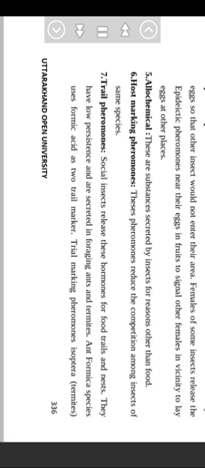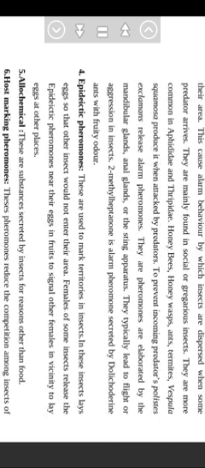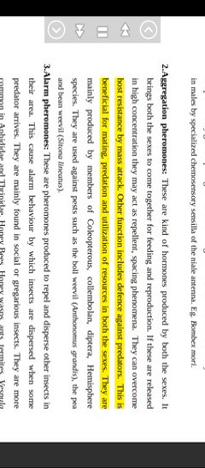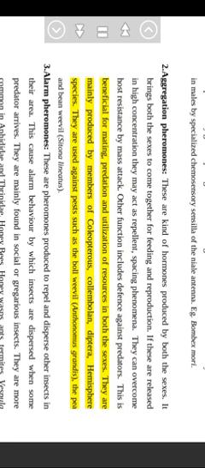2. Aggregation pheromones. These are hormones produced by both the sexes. They bring both the sexes together for feeding and reproduction. If these are released in high concentration, they may act as repellents, spacing pheromones. They can overcome host resistance by mass attack. Other functions include defense against predators. This is beneficial for mating, predation and utilization of resources in both the sexes. They are mainly produced by members of Coleoptera, Collembola, Diptera and Hemiptera species. They are used against pests such as the boll weevil, Anthonomus grandis, and the pea and bean weevil, Sitona lineatus.